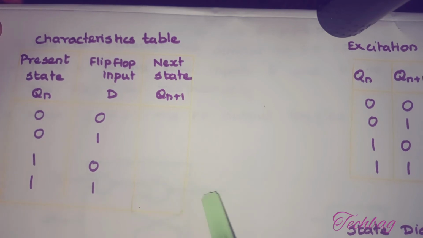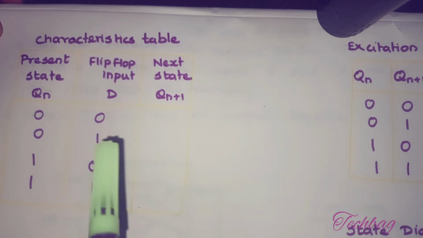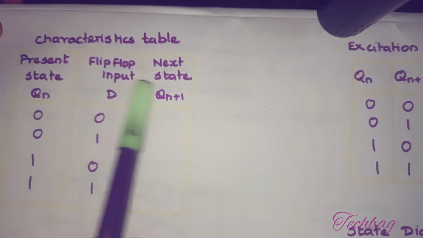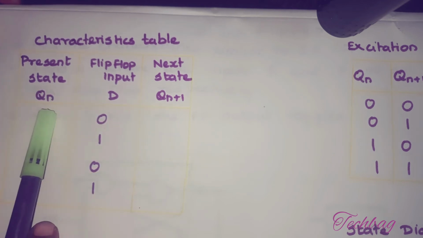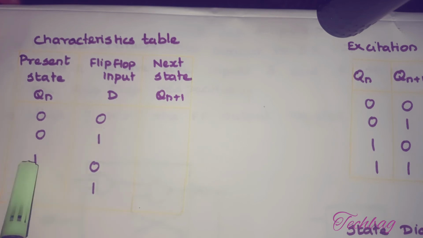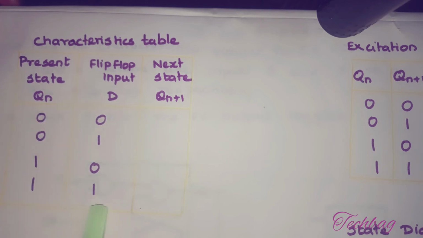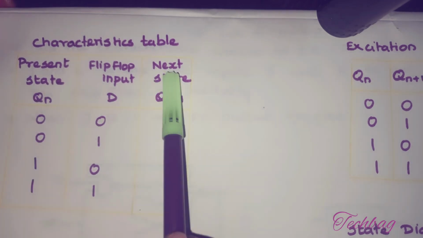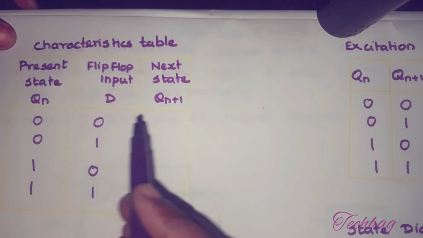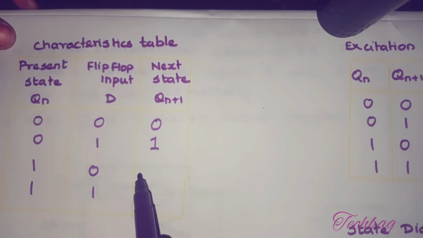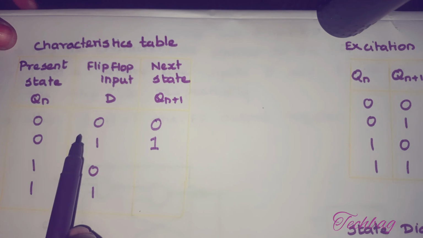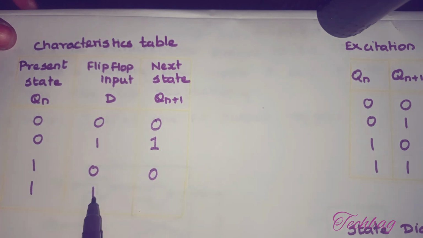So next one, characteristic table. It is similar to your truth table. Here next state is the output, and our inputs are present state and the flip-flop input. Present state is Q and your input may be 0 or 1. Present state is 1, then input may be 0 or 1. Or you can write all the 4 possible combinations for these 2 variables. The next state: D0, you get 0. D1, you get 1, because in D flip-flop, your next state is equal to what is given in the input. 0, 0, 1, 1. So this is the characteristic table.